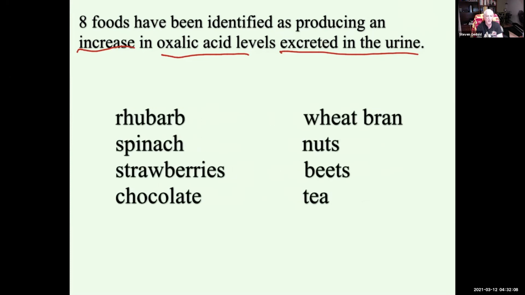Okay, so rhubarb, spinach, strawberries, chocolate, wheat bran, nuts, beets, and tea. Those are the 8 things that have been identified as producing high levels of oxalic acid in the urine. But as long as you drink plenty of water, you have no problem eating these. Just be aware that those are the 8 most common foods that can cause an increased level of oxalic acid, which can lead to kidney stones. And kidney stones are no fun.